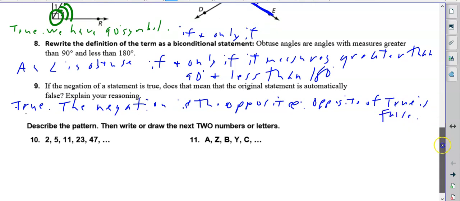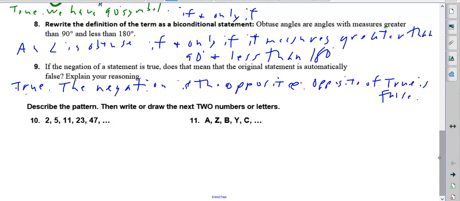All right? Moving on. Describe the pattern, then write the next two numbers. So this is just usually a guess and check, unless you see the pattern automatically. Like number 11, I see the pattern right away without having to use any logic to figure it out. But everybody's different. Number 10, I don't see the pattern right away. So I need to try some things. So this is where you do some guessing and checking.